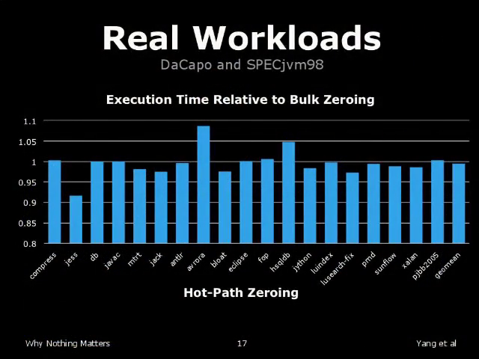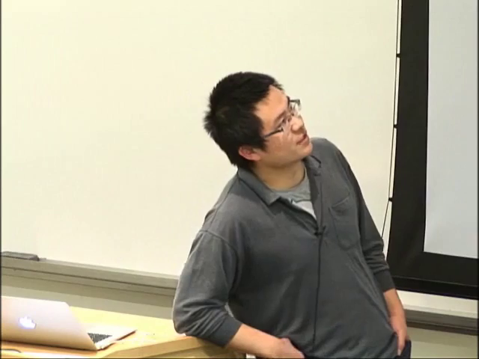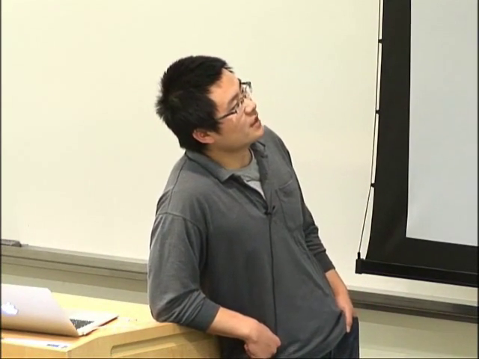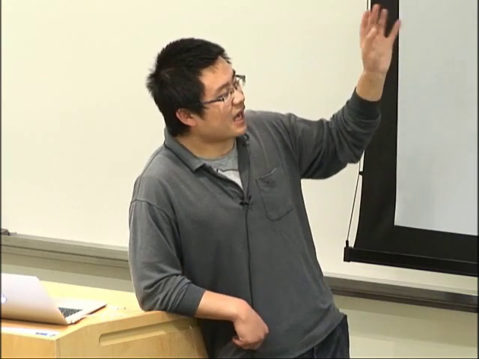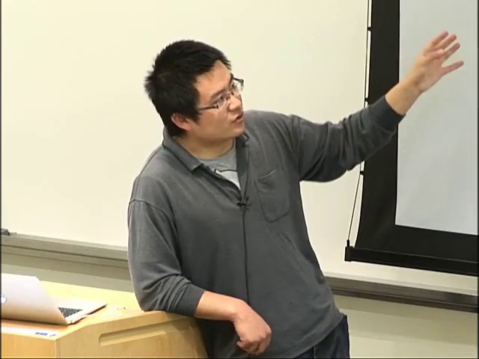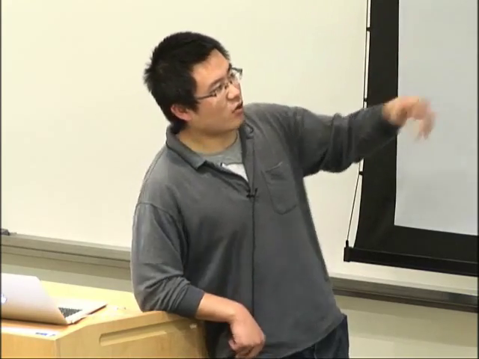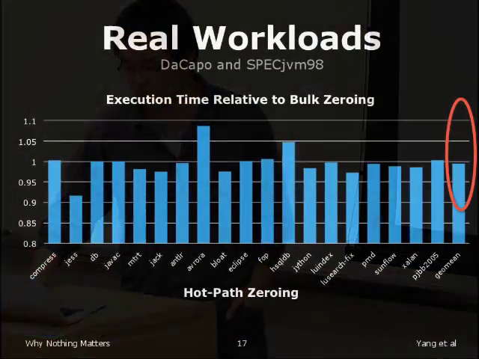So yeah, we have to look at real workloads. We don't have a telescope, but we have real workloads. This is across 19 Java benchmarks, which mix some from DaCapo and some from JVM. And these are the current two designs: bulk with non-temporal, and bulk with hot path zeroing. This data is normalized to bulk zeroing. We can see that sometimes hot path zeroing gets pretty good, and sometimes it gets worse. So overall speaking, it's roughly the same in our systems.